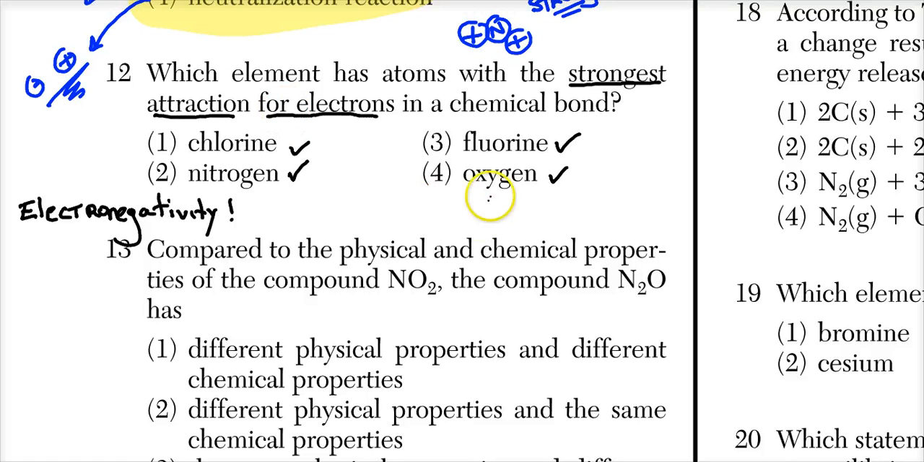So the answer here is clearly going to be fluorine. It's the most electronegative atom. And maybe you already knew that and didn't need this explanation, but number 12 is 3. Fluorine is the most electronegative.